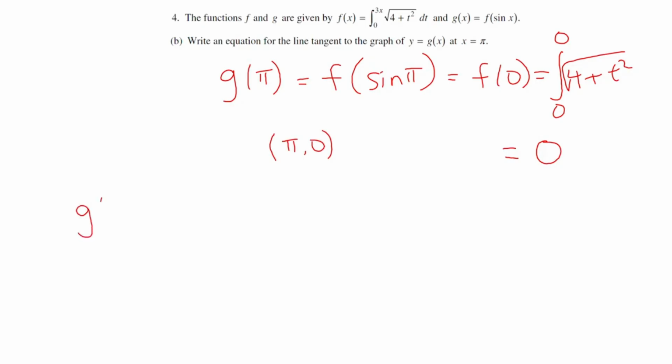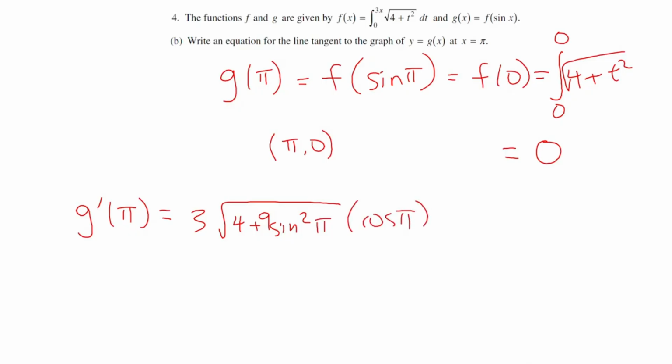And then we also need to find g prime of pi. And we just found g prime, right? G prime was 3 root 4 plus 9 sine squared x, so 9 sine squared pi, times the cosine of pi. And we know that the sine of pi is 0, so this is just a square root of 4 plus 0, or square root of 4 inside of here. So 3 times 2, which is 6, times the cosine of pi. The cosine of pi is -1. So g prime of pi is -6.